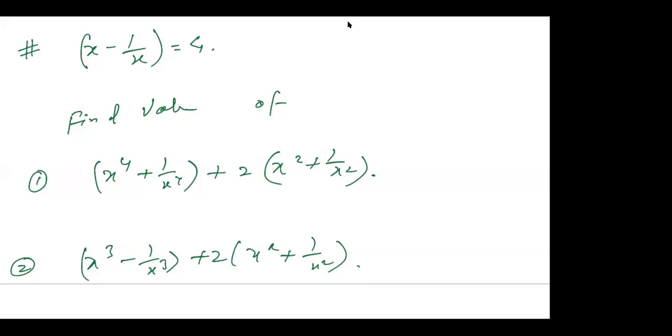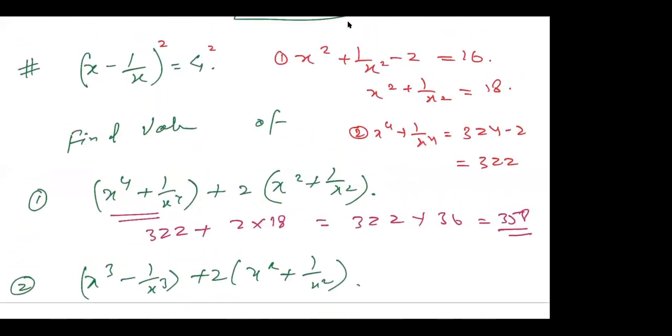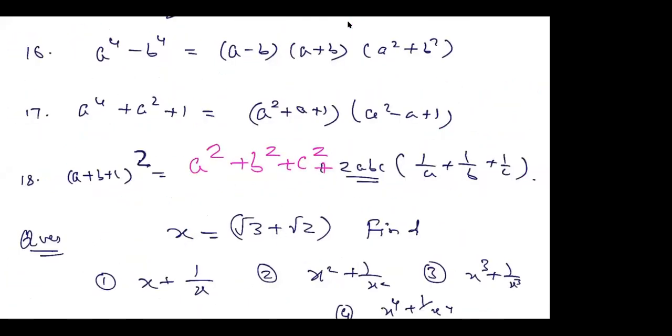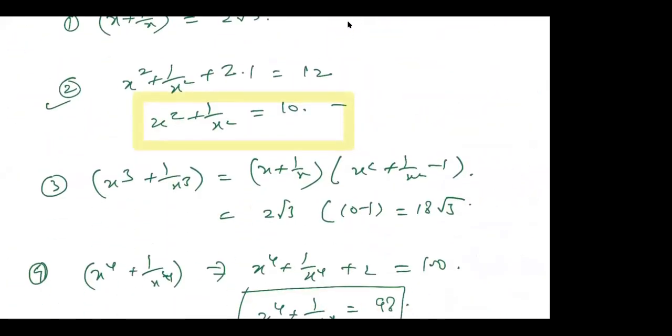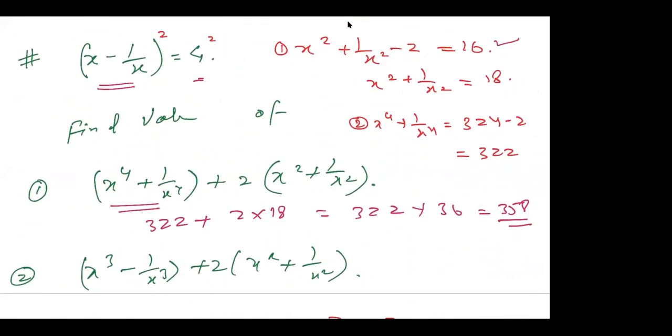So first we can find the value of x square plus 1 by x square, then x to the power 4 plus 1 by x to the power 4, right? First is squaring the number, so you are getting x square plus 1 by x square minus 2. Right, this is given as 16. Then x square plus 1 by x square is 18. Again squaring this number, you are getting x to the power 4 plus 1 by x to the power 4 is 322, right? Putting all the values, you are getting something like this.